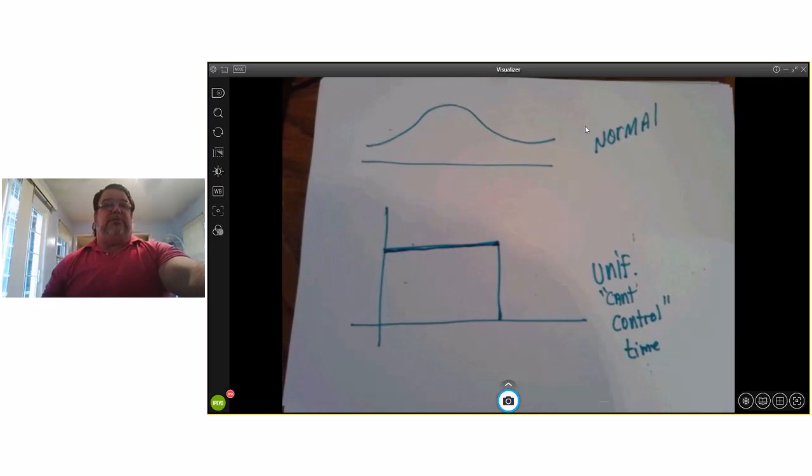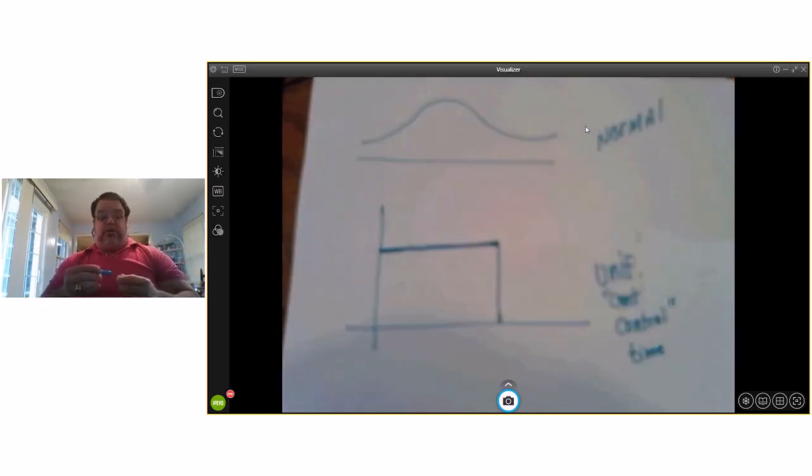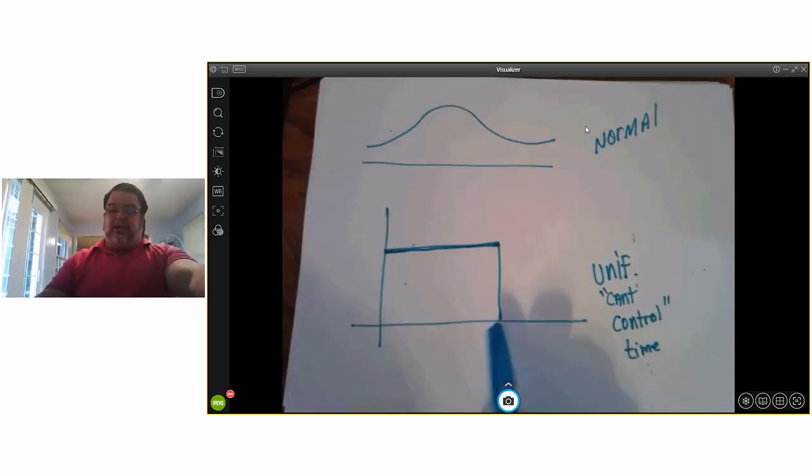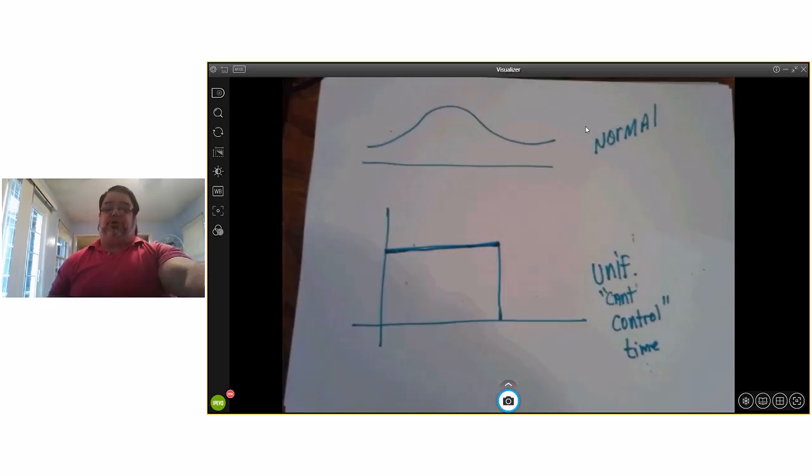Can you make time speed up? No. Can you make time slow down? No. Can you manipulate time? No. You cannot do anything to time. Time is the only thing that we cannot control. So that's why it has a uniform distribution.